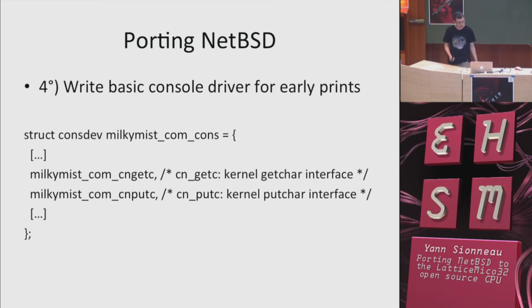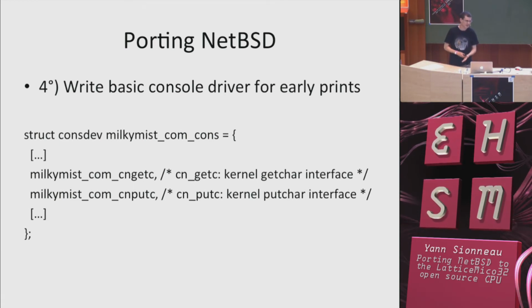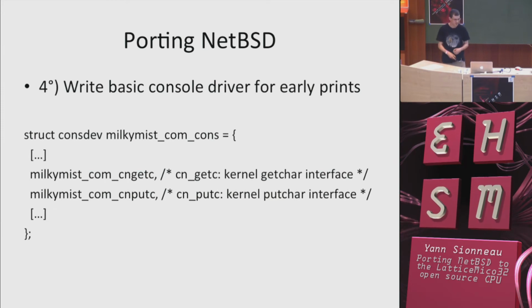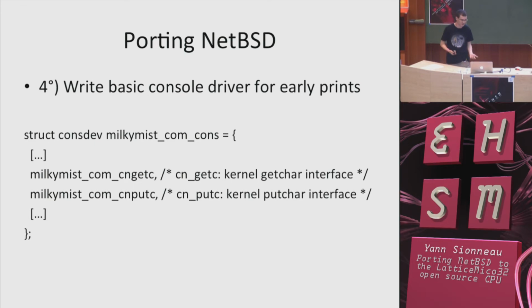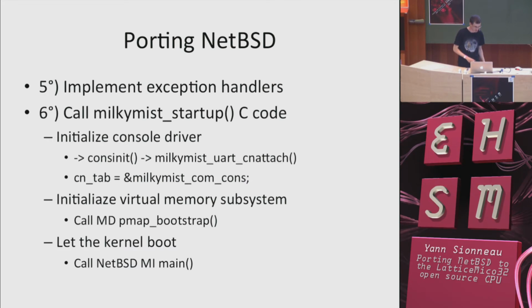Another thing that you want to do usually when you write kernel code is you want to be able to debug your code, and you want to be able to print stuff. So one first thing to do is to write the console driver to be able to print stuff. It's pretty straightforward here to do. You just have to declare one C structure which contains function pointers, and one pointer is for the getC function, which reads from the console, and one is the putC function, which writes to the console. Then once you've written this, you will use it later.